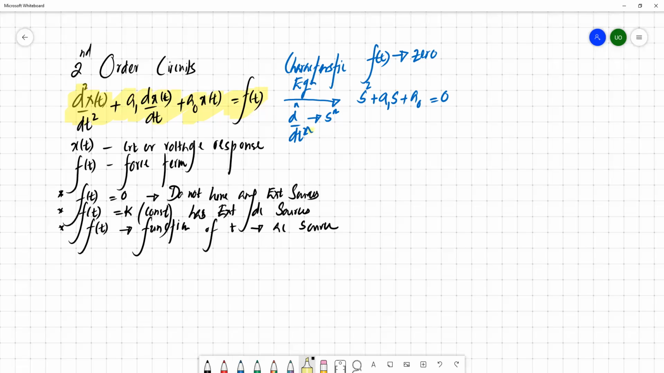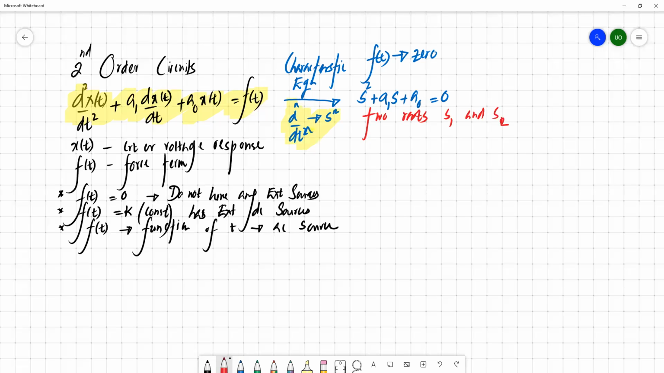So this is the substitution actually. The nth order derivative can be replaced by s to the power n. So with that, you can simply convert this differential equation to the characteristic form. So this is a quadratic equation, or an equation of second order. So in general, we should have two roots, s1 and s2.